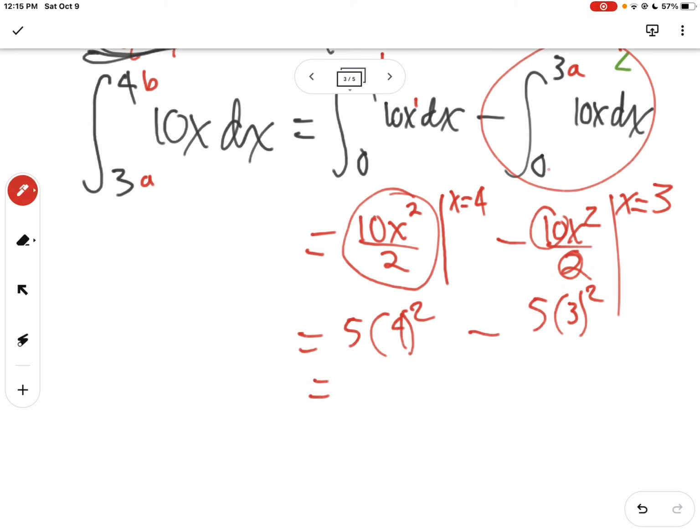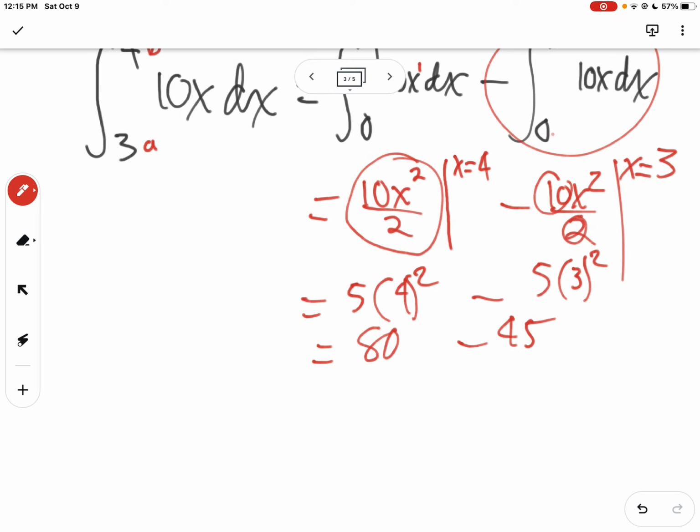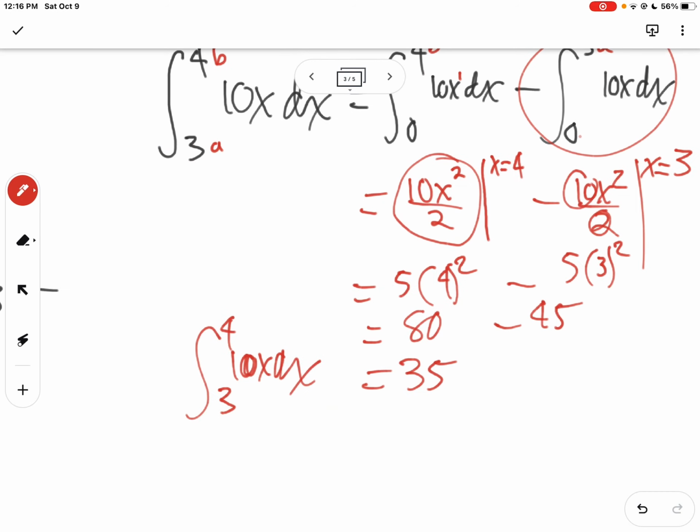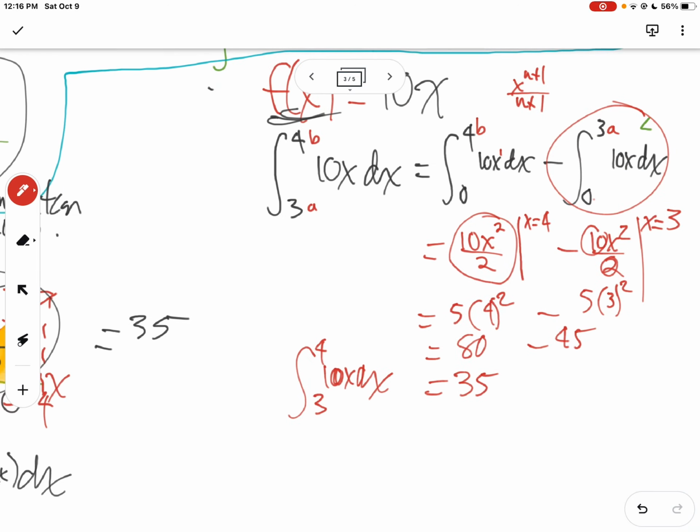So what does that work out to? Well, that works out to 4 squared is 16 times 5 is 80, minus 3 squared is 9 times 5 is 45, and it's 35. Okay, and that, folks, is the integral from 3 to 4 of 10x dx, which is 35. So that's the area between x equals 3 and 4. And you saw that we got this exact same answer of 35 by just calculating areas. So we can use algebra, or we can do this.